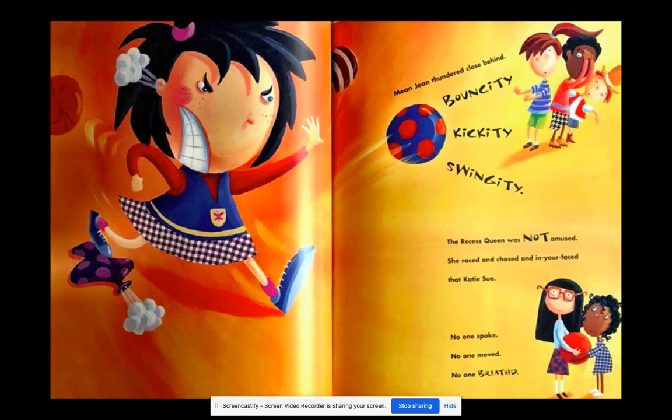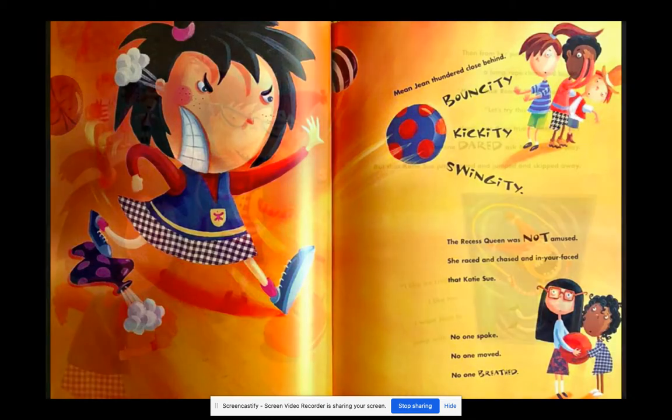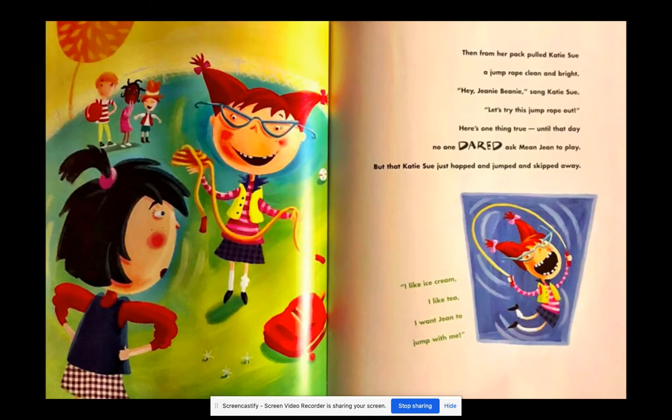She raced and chased and in-your-faced that Katie Sue. No one spoke. No one moved. No one breathed. Then from her pack pulled Katie Sue a jump rope clean and bright. "Hey, Jeanie Beanie," sang Katie Sue, "let's try this jump rope out." Here's one thing true, until that day, no one dared ask Mean Jean to play. But that Katie Sue just hopped and jumped and skipped away. "I like ice cream, I like tea, I want Jean to jump with me."